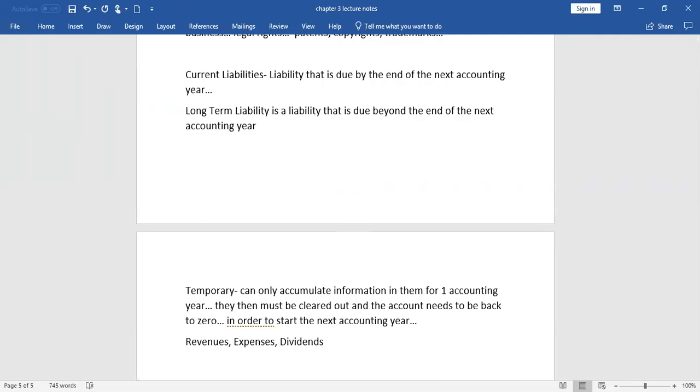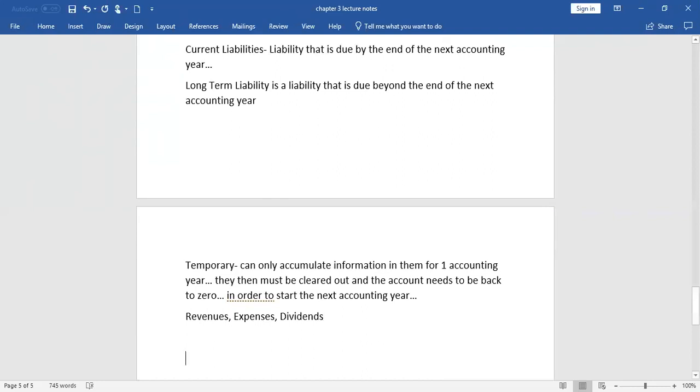Well, if you remember a few minutes ago, I told you the only way to change an account balance is with a journal entry. So guess what? Our last steps, what we call the closing process or the cleaning up process, starts with what we call closing journal entries.